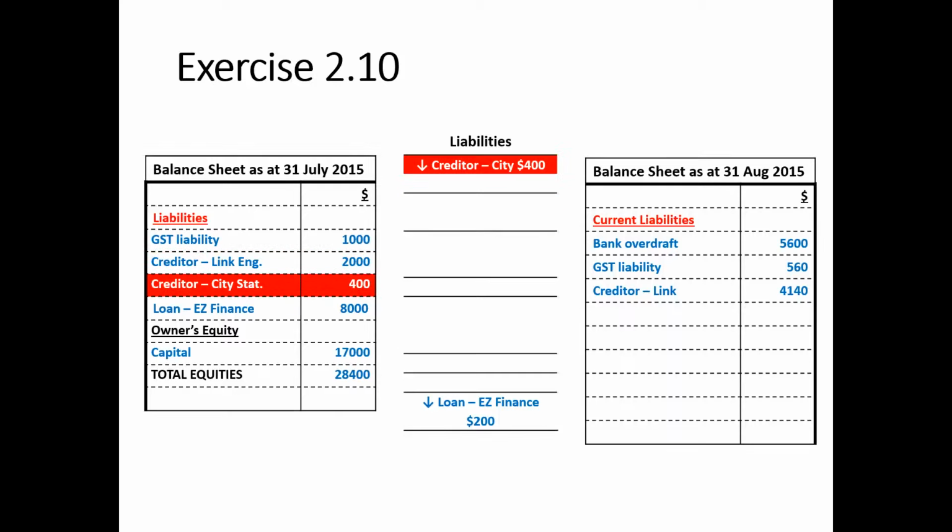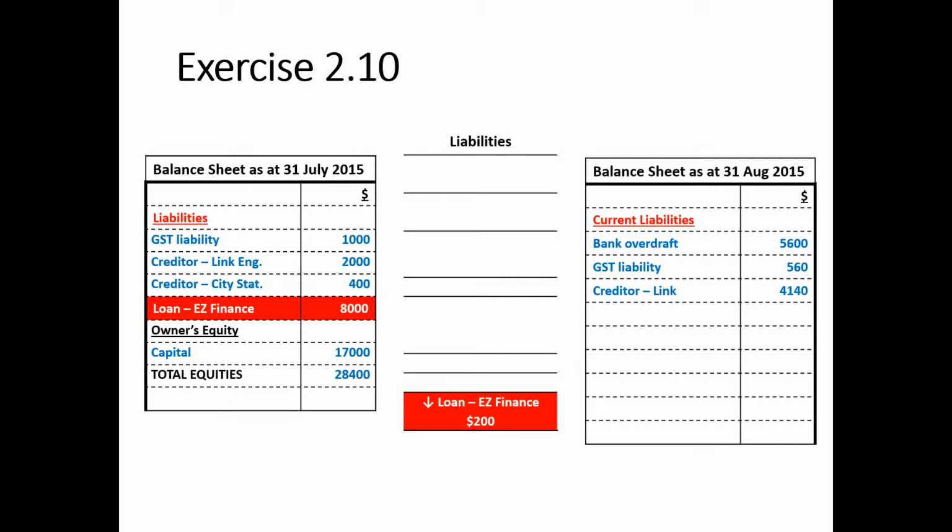The next liability in the original balance sheet was City Stationers. They were a creditor. We owed them $400 and we paid them $400. So do we need to list them in the new balance sheet with a balance of zero? And the answer is no. We don't list zero balances in the balance sheet.